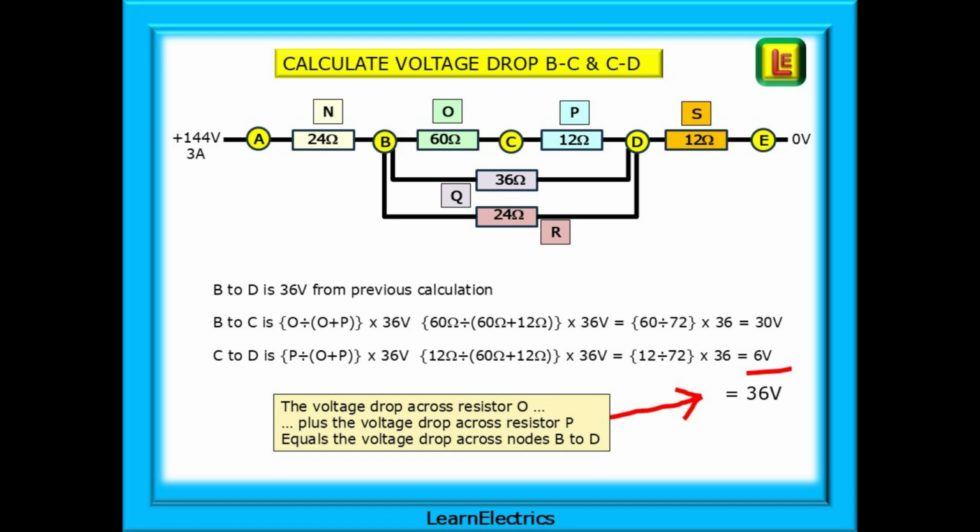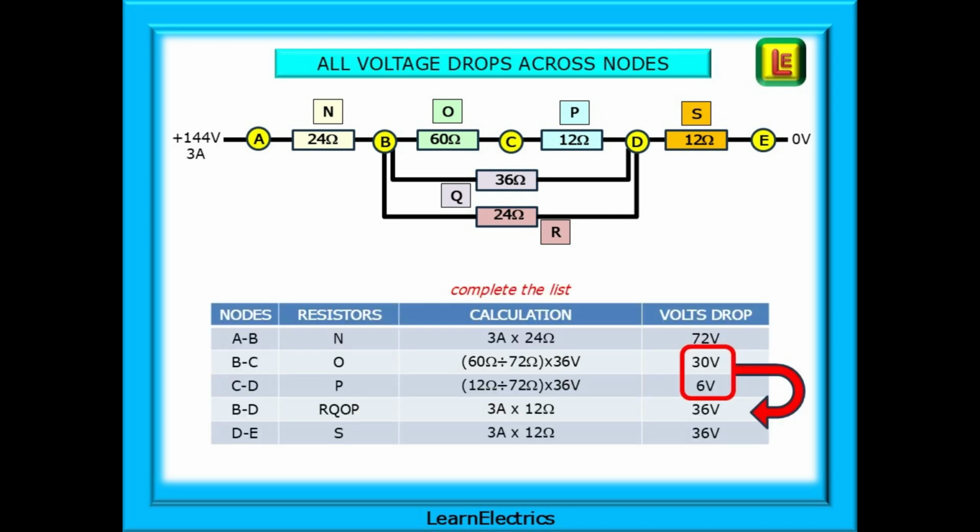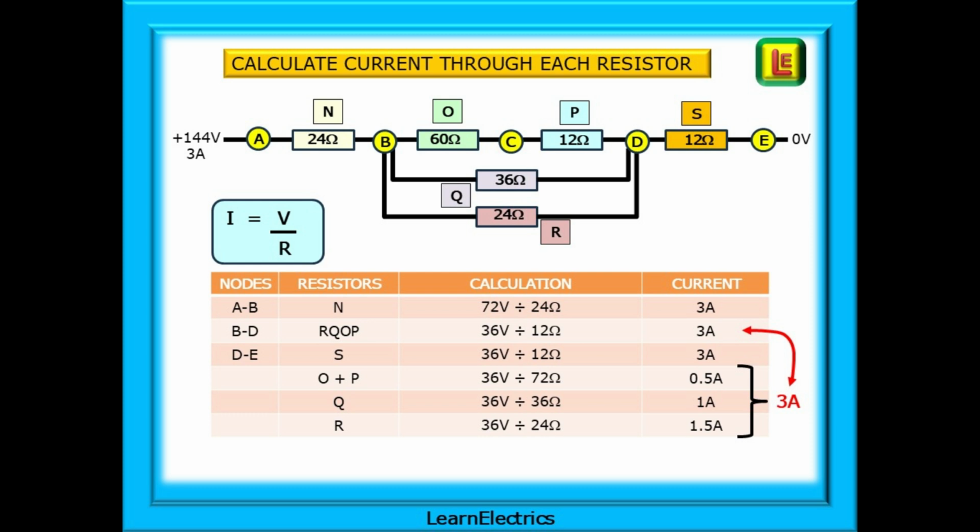Now for resistor P. This is P divided by O plus P multiplied by 36 volts. 12 divided by 72 and then multiply by 36 volts, an answer of 6 volts. Check our answers. 30 plus 6 is 36 volts, the same as the voltage drop from node B to node D. All good. Now we can complete the table for all voltage drops across all nodes. Voltage is done.